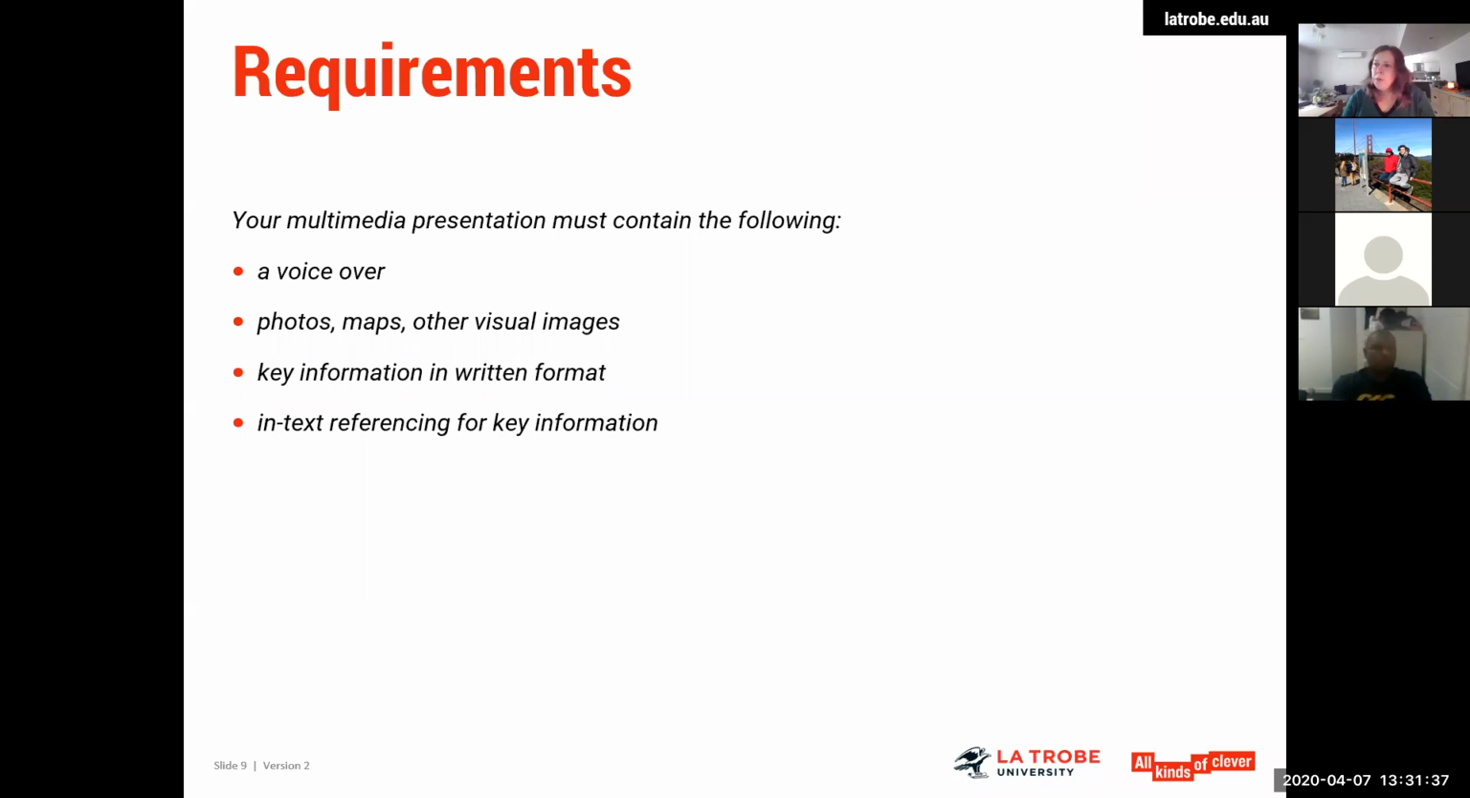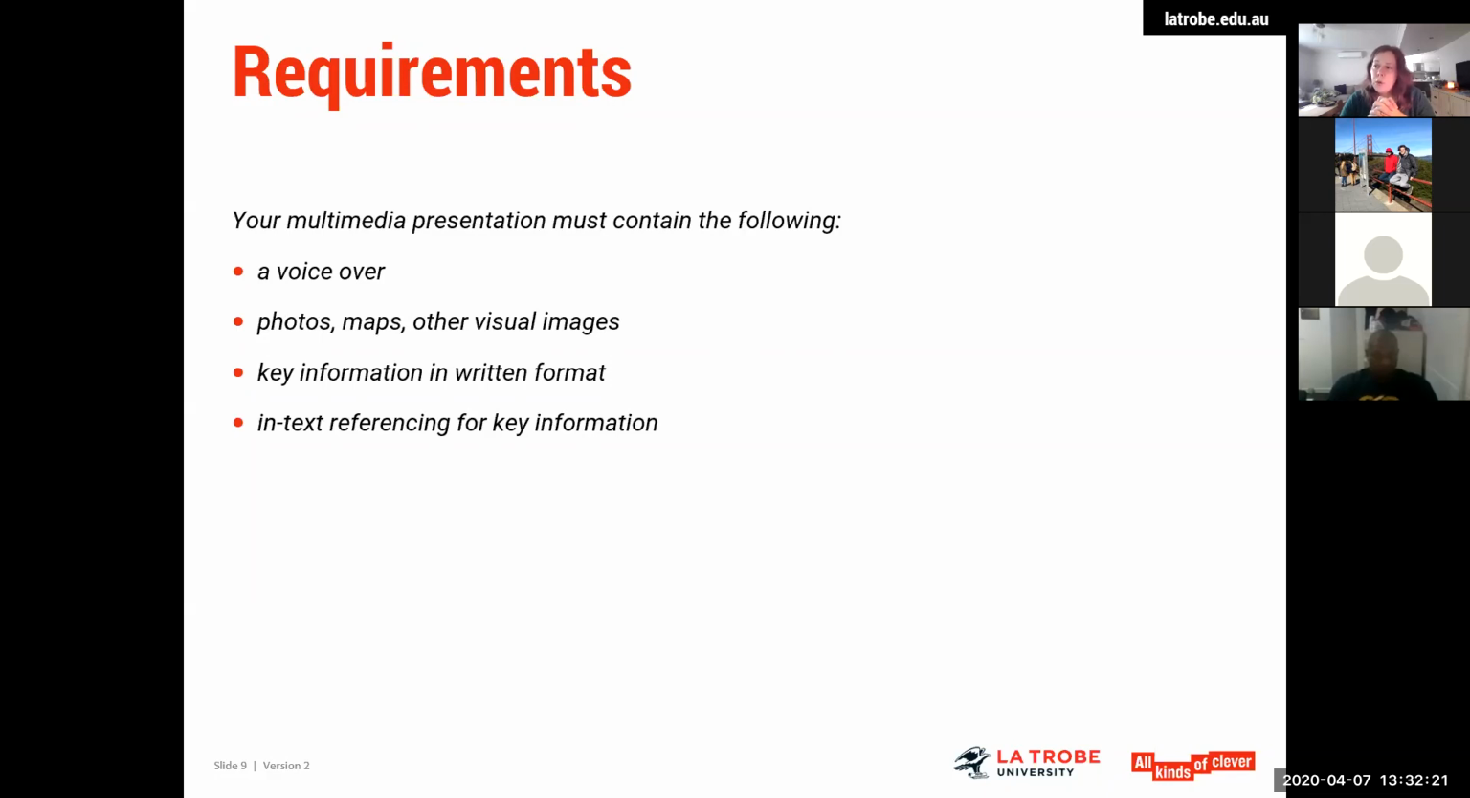All right, so a couple of key requirements for this assessment. Your multimedia presentation, multi meaning more than one, needs to have a voiceover. Okay, so we must be able to hear you talking through the presentation. It must have photos, maps, or some other visuals. Okay, and you can source those from the organisation's website, or you could use things like Google Images. Just check copyright before you use things, and also make sure that you are acknowledging photos if you're taking them from these organisations or from Google Images, for example.